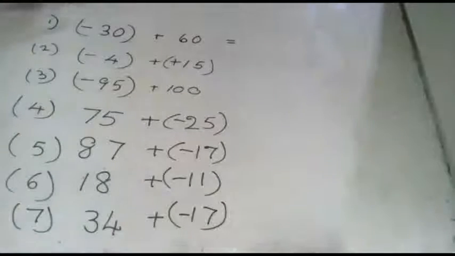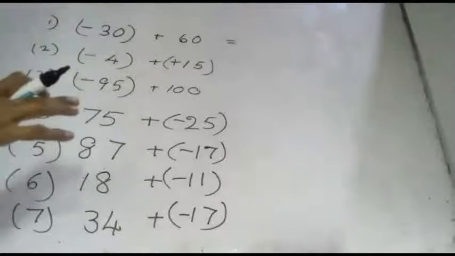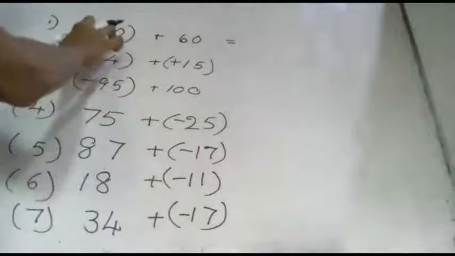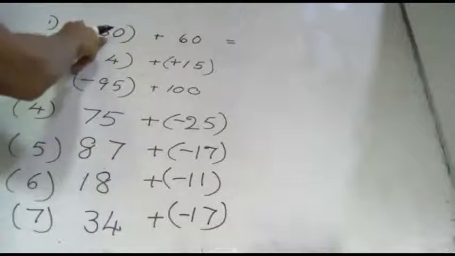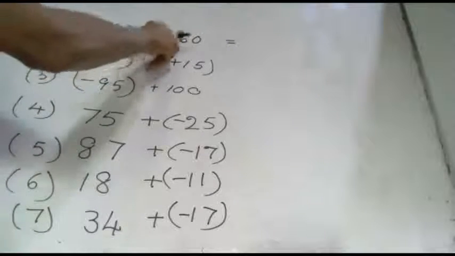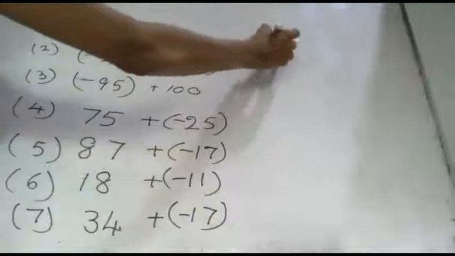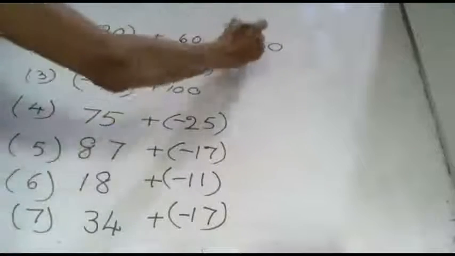Here negative 30 plus 60. Signs are different. We subtract 30 from 60, which is equal to 30. The sign is positive.